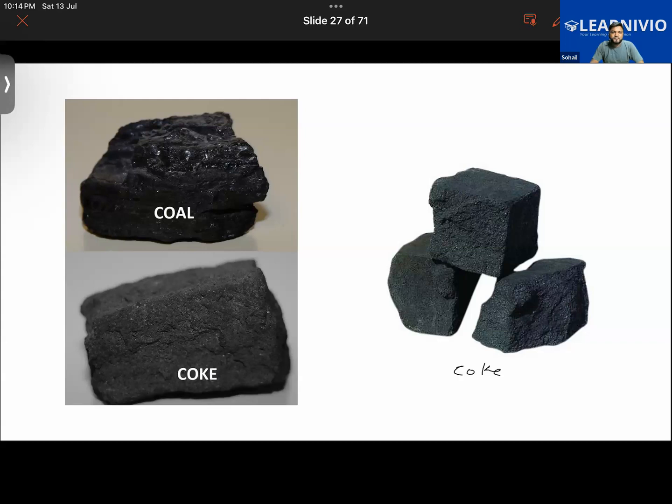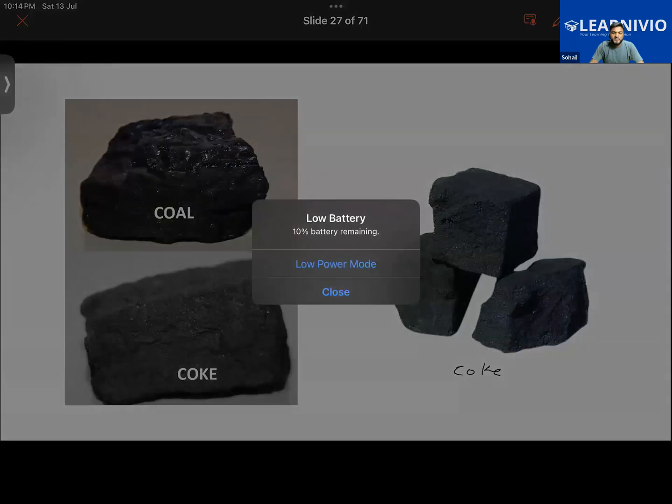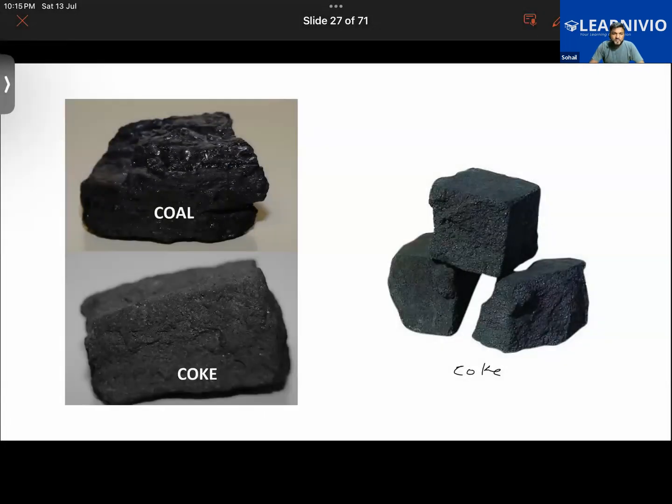It's also used for manufacturing steel and extraction of some metals. Very good, particularly extraction of iron, and manufacture of steel. So there it would also be used, right?